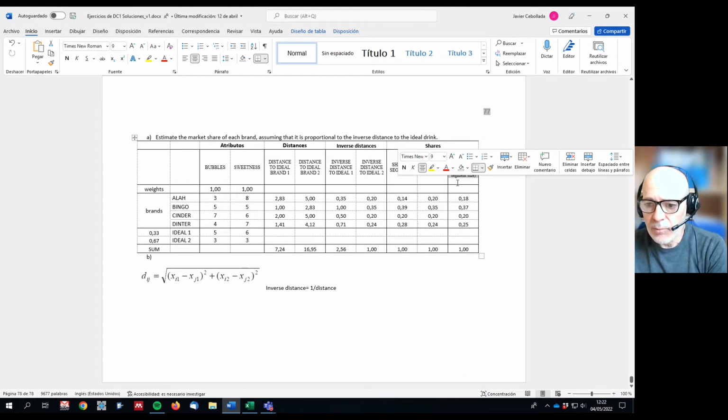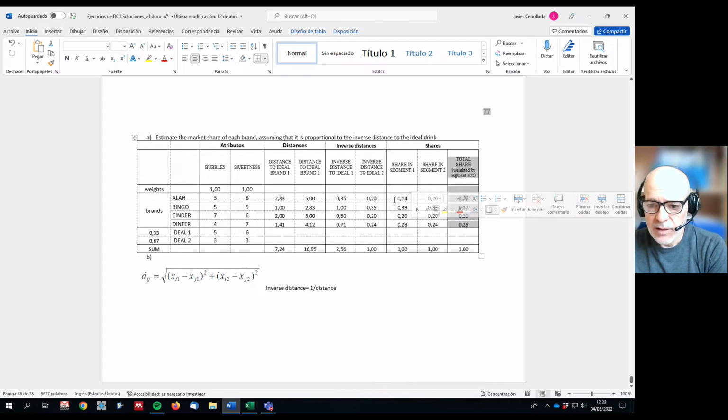And then for the total market share, what we do is we multiply the market shares in each of the segments by the weights, and then we sum that for all the segments, and we get this.